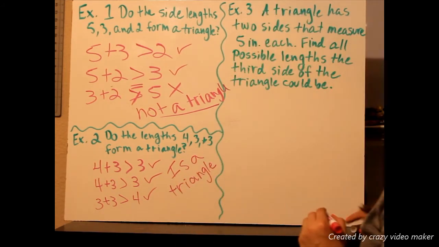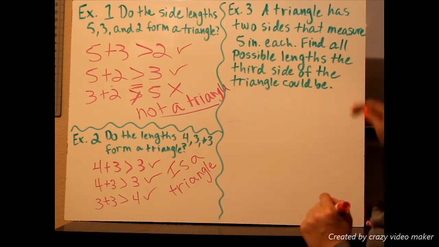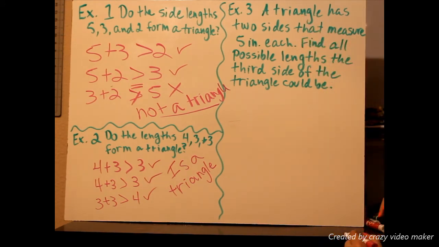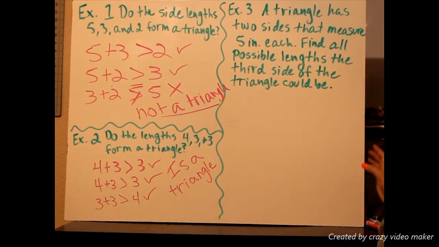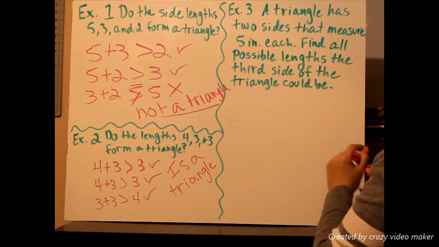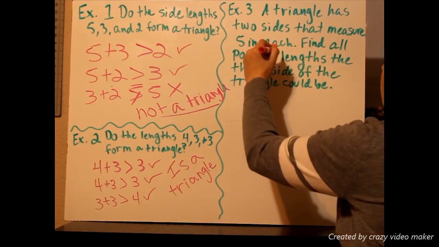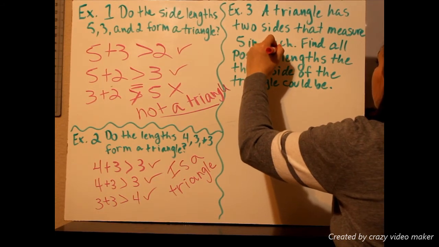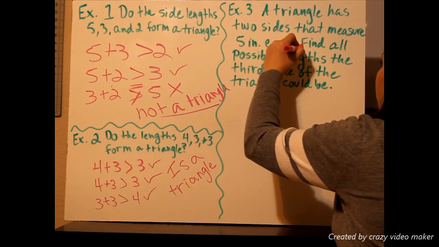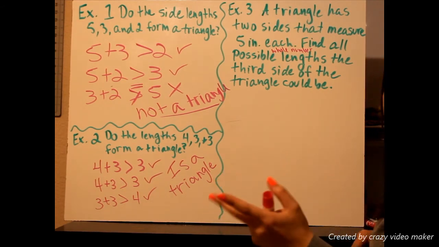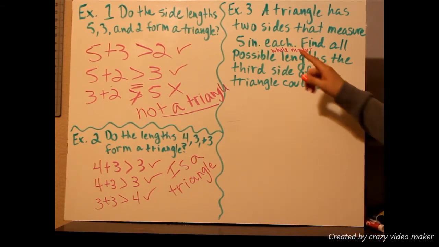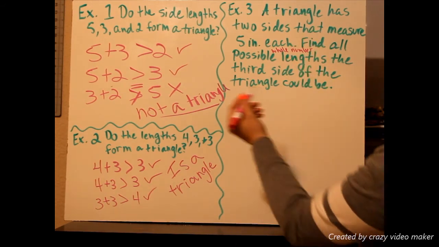Alright, now for our last example. A triangle has two sides that measure 5 inches each. Find all possible lengths the third side of the triangle could be. In this one, it doesn't say a whole number, but I'm going to say find the possible whole number lengths that it could be. So that gives us just 9, 7, 5, whatever, whole numbers. So we're going to look here. Two sides are 5 inches each.